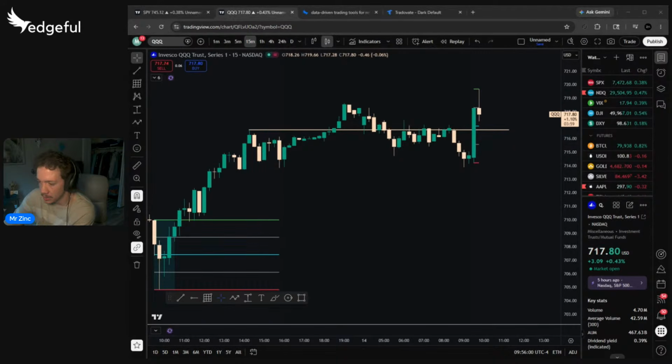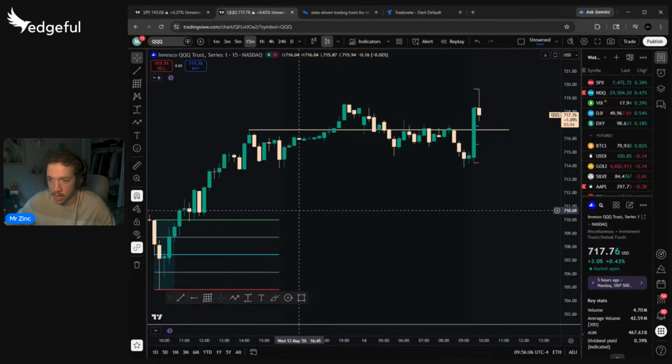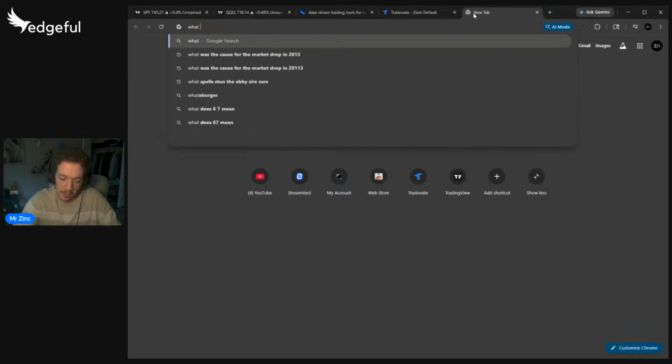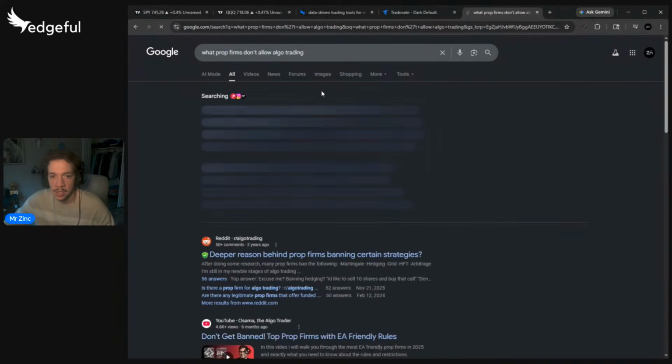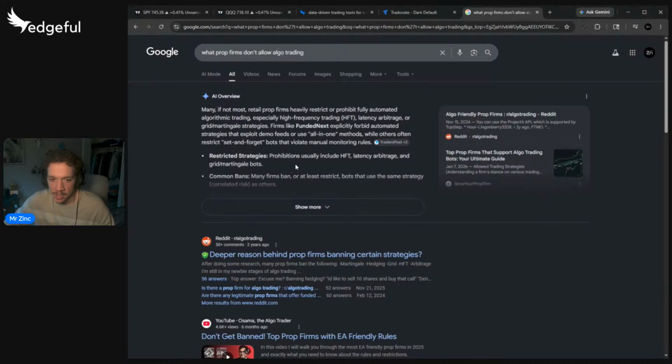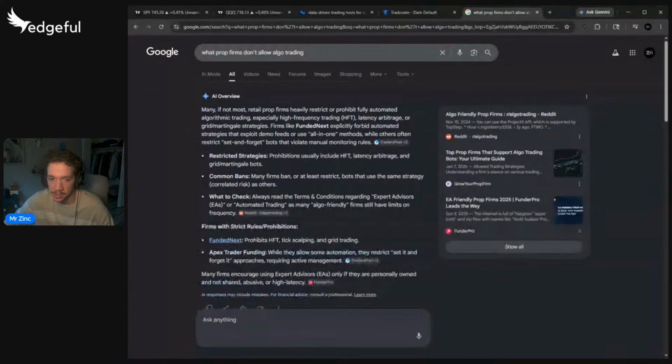I'm going to run the algo on a cash account because there's no rules on the cash account. Prop firms have rules against algo trading. So we just looked at what prop firms don't allow algo trading. Restricted strategies, prohibited use of high frequency trading, latency arbitrage, and grid/martingale bots. Many firms ban or at least restrict bots, which is algos, that use the same strategy.